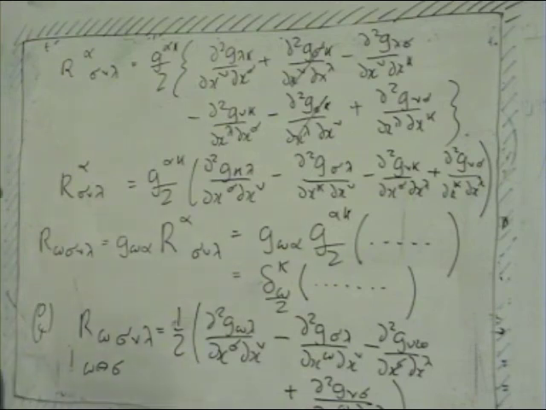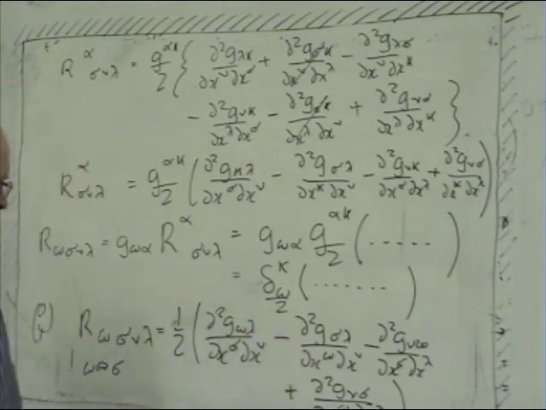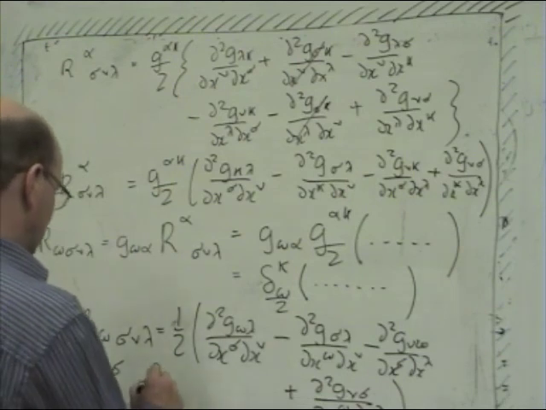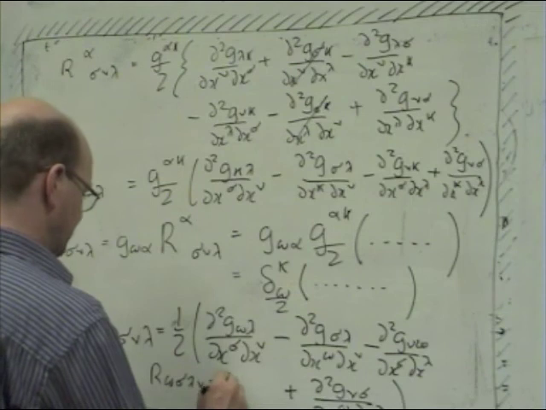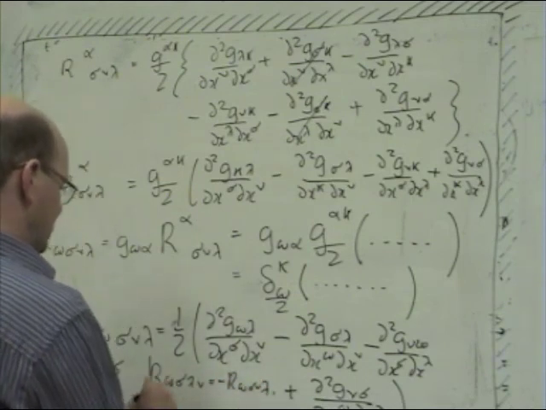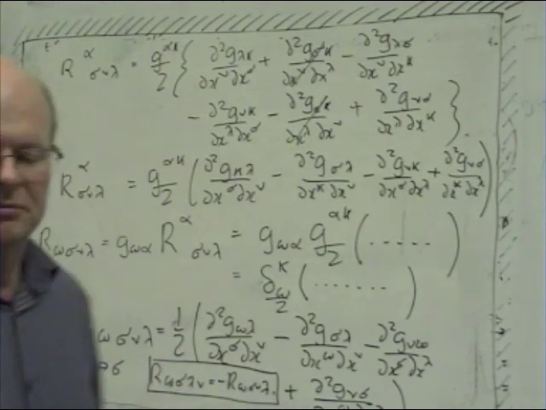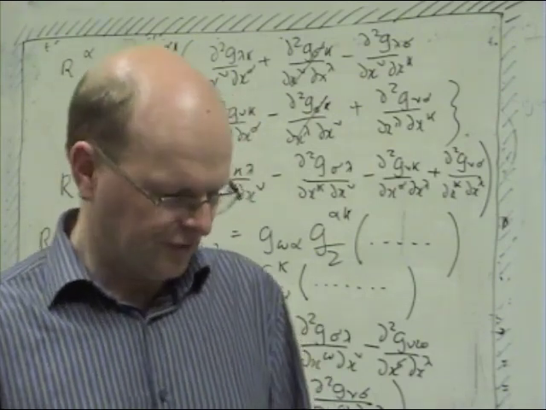It turns out that again, the plus terms swap with the minus terms. So if you do that and study it using the same method I gave you for part A, you'll discover that R omega sigma lambda nu equals minus R omega sigma nu lambda. It's another case of a pair of components of this thing being related by a minus sign. It's antisymmetric. Okay, so that's question 5.